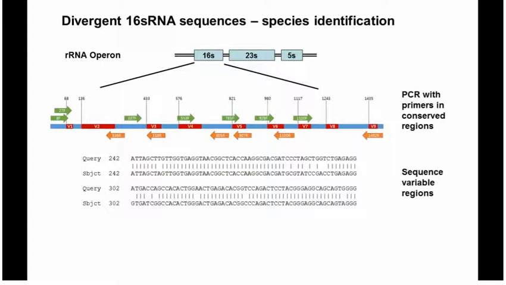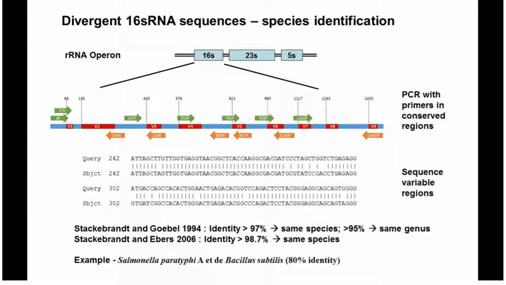So what you do is you amplify them up, sequence the variable regions, and then count the percentage of identity or the percentage of difference. 25 years ago, in 1994, there was a publication saying, okay, I tested out 16S ribosome sequencing, and at that time they thought, okay, if we've got more than 97% identity, then we can say that these bacteria are members of the same species. Between 95% and 97%, they're members of the same genus.